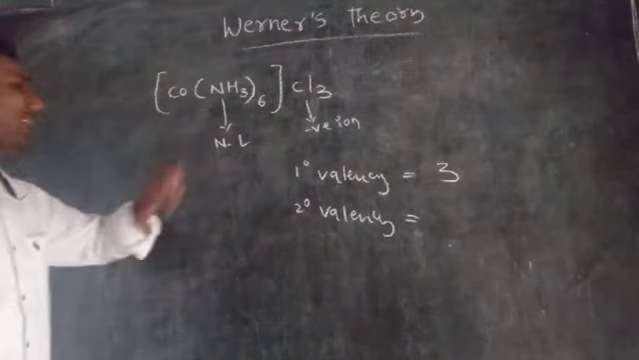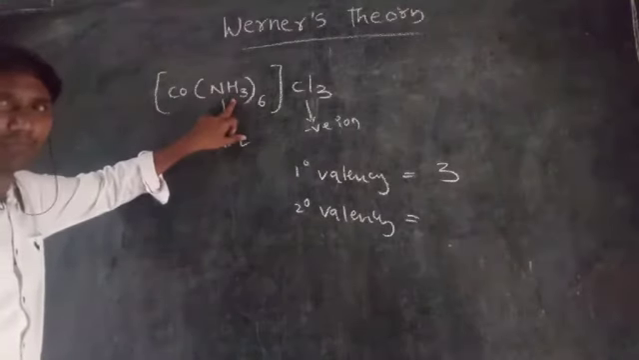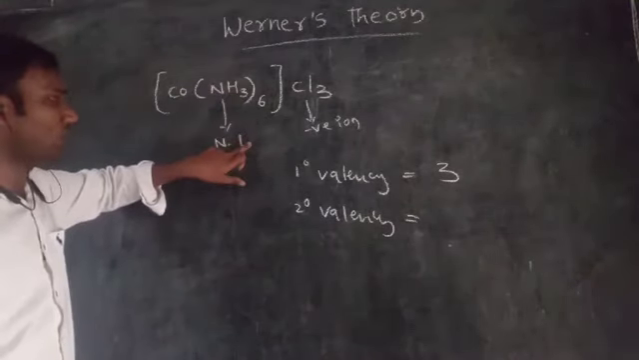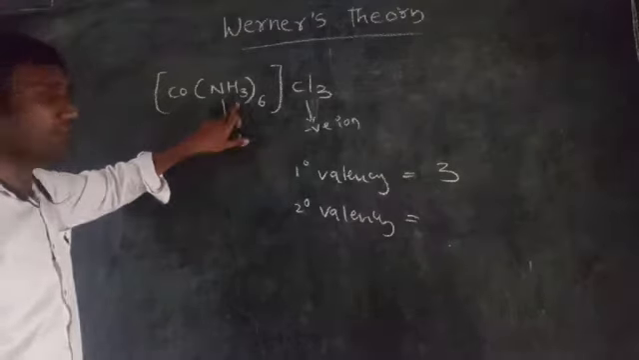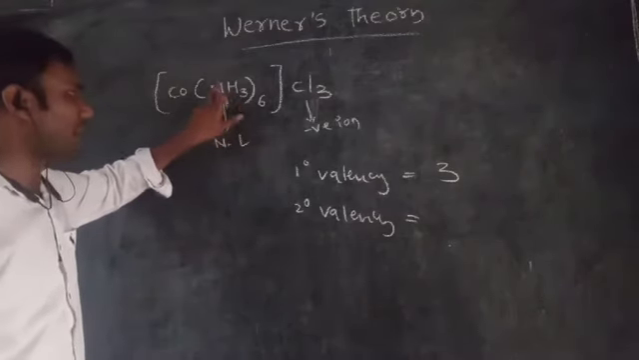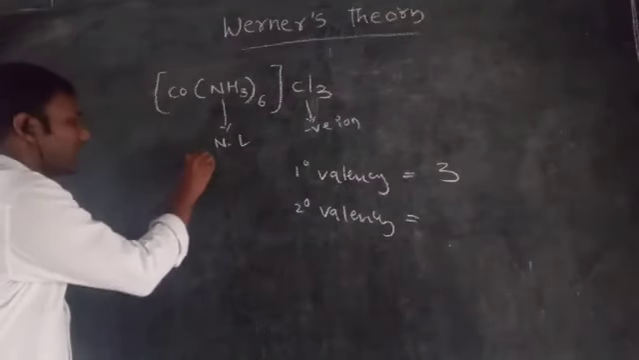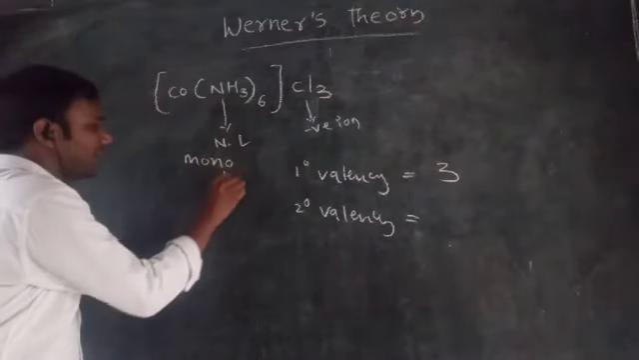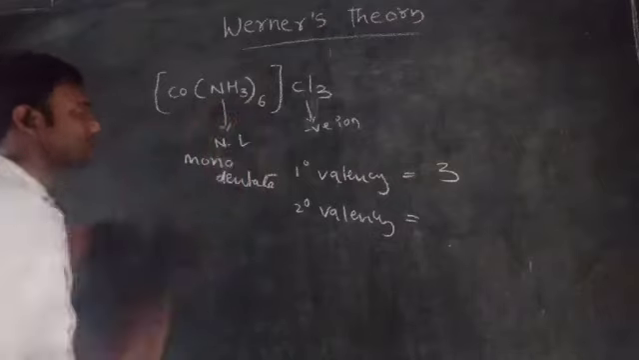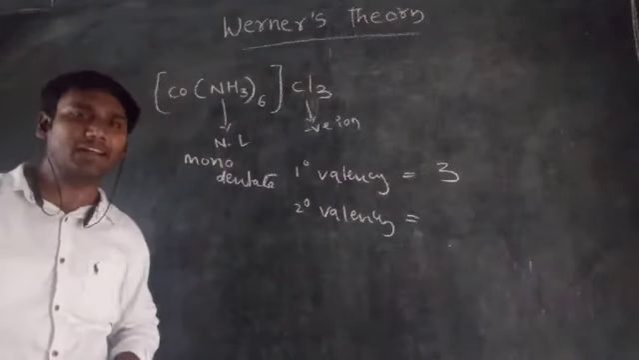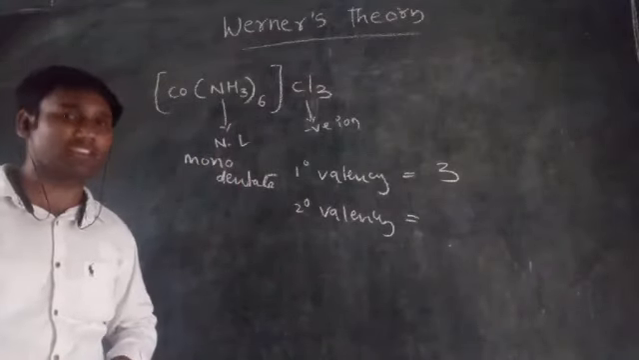Now, if you see this example, what is this? Ammonia, right? So this ammonia is a neutral molecule or neutral ligand. It is behaving as a ligand here, and ammonia is a monodentate ligand. Monodentate ligand means it can donate one electron pair. Ammonia is a monodentate ligand; it will donate one electron pair to the central metal atom.